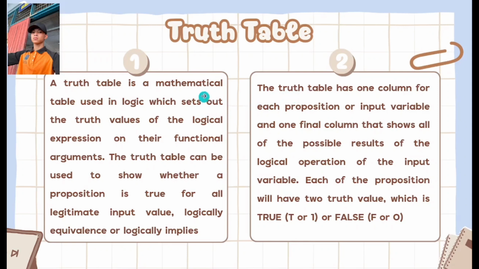The truth table has one column for each proposition or input variable and one final column that shows all of the possible results of the logical operation of the input variable. Each proposition will have two truth values, which is true, we can use T or 1, or false, we can use as F or 0.